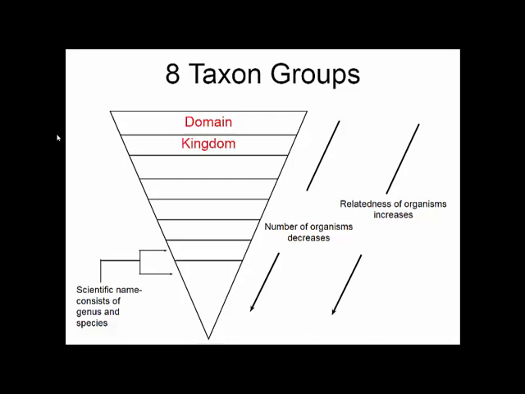Kingdom, that's the next level down. Again, still very broad. There's actually 6 kingdoms of living things. Name them. So we are in the same kingdom as a worm, but we're not in the same kingdom as a maple tree. So kingdom is a group that's a little bit more specific. As we go down, we get more and more specific. So after kingdom comes phylum.